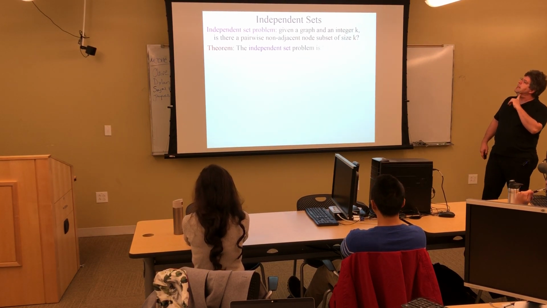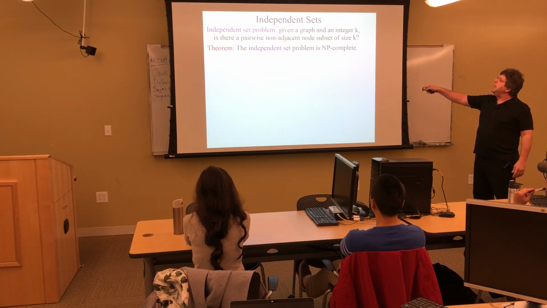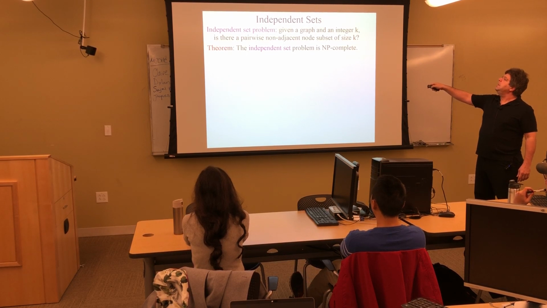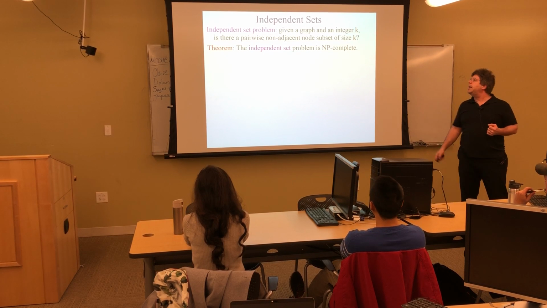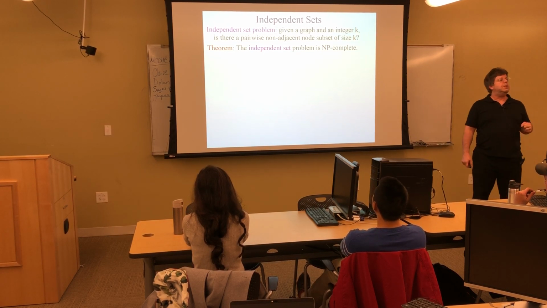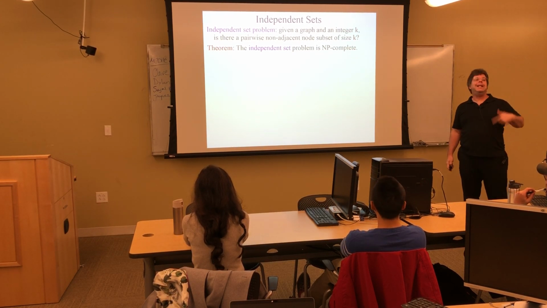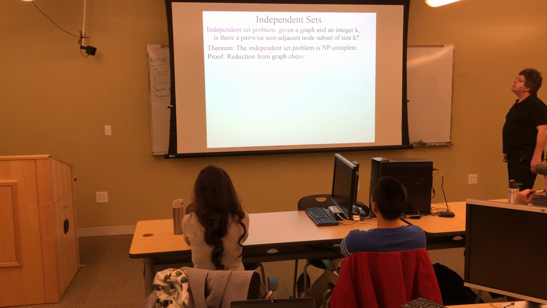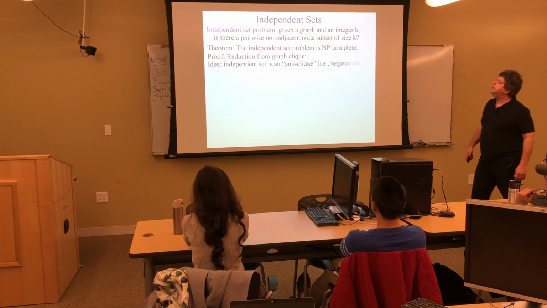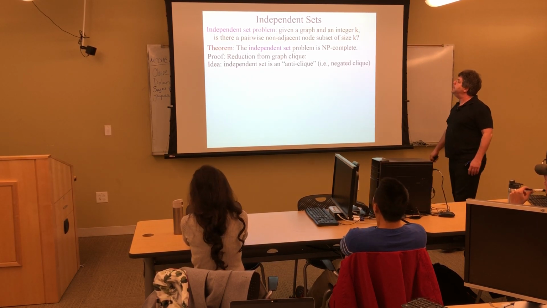Okay, independent sets. An independent set problem is basically a graph and an integer, and the question is: is there a subset of nodes of size k where no two of the nodes share an edge? So it's a completely edgeless subset of k nodes. In other words, it's an anti-clique. It's the complement of a clique where nothing is connected to anything else. So that's easily shown to be NP-complete. The reduction is from graph clique. We just proved graph clique. Now we're showing graph anti-clique, or independent sets.